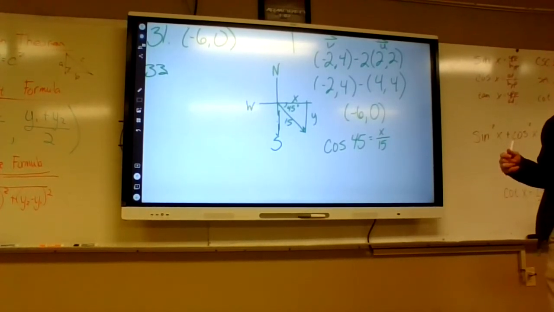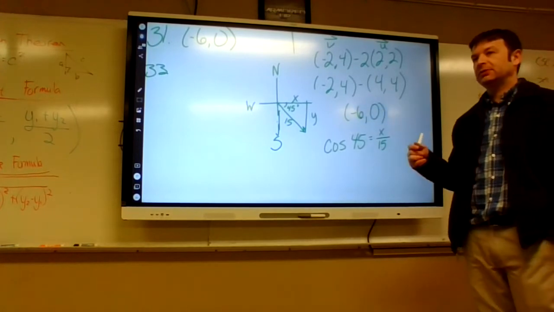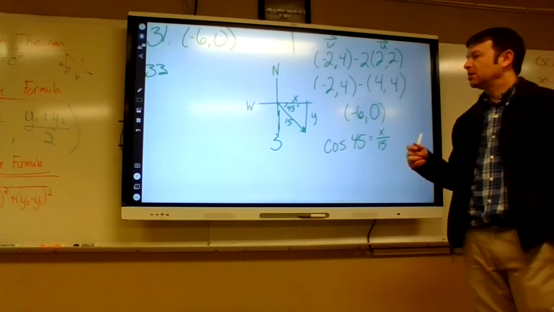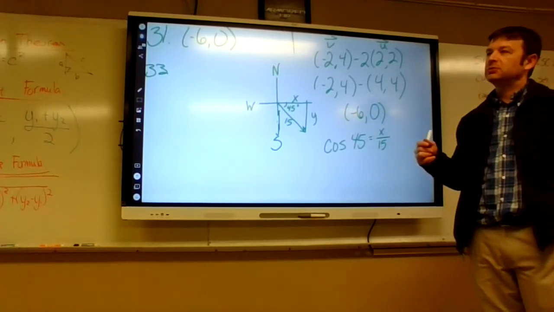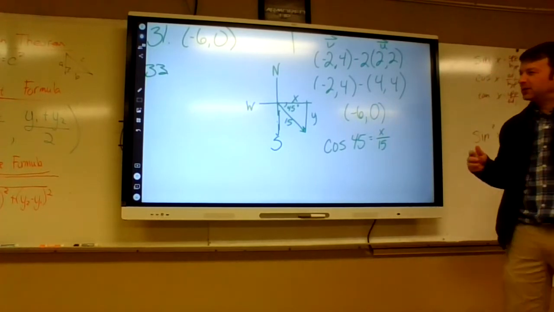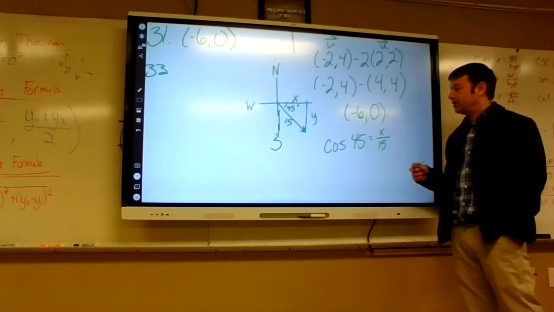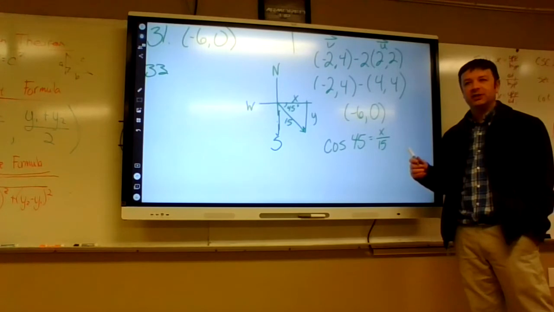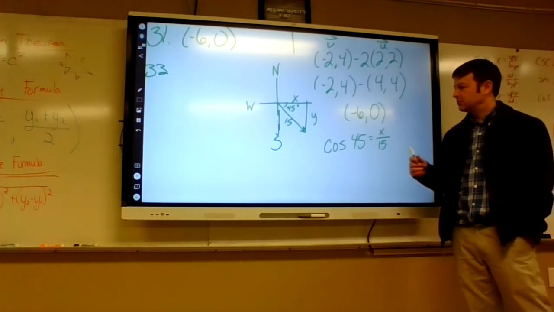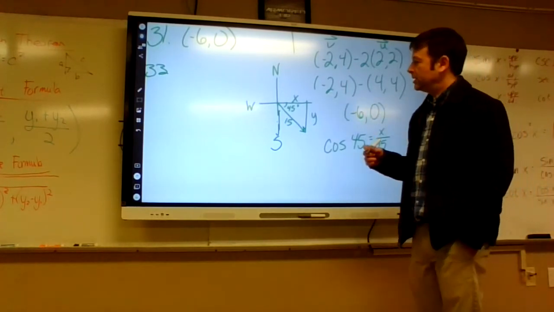Did you do 15 divided by square root? Squared 15, then divide that by 2, then square root of that. I got the same answer, but I also plugged it in this way too. What'd you guys get? 10.6. I think it is 10.6.